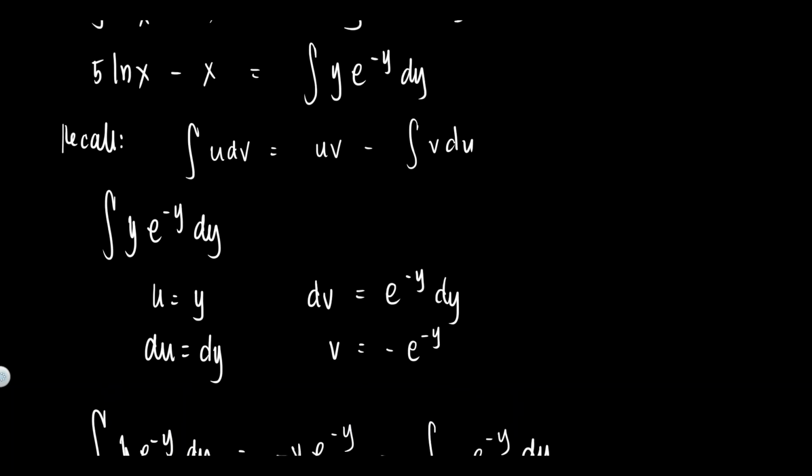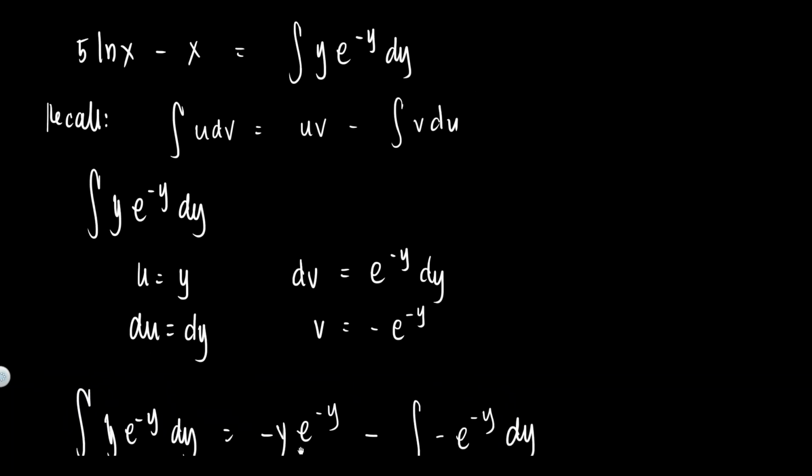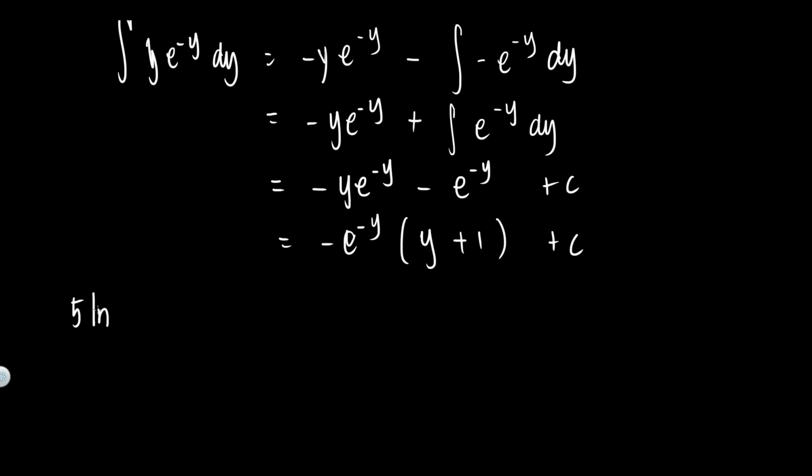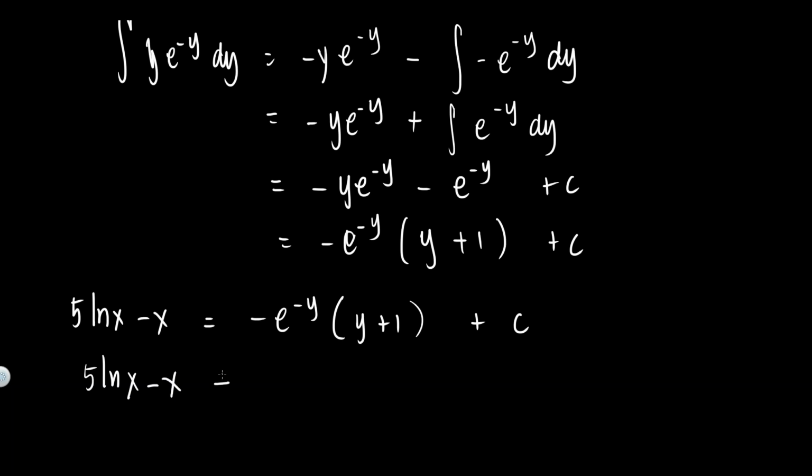So, ano na? So, ituloy natin siya dito. So, 5 ln x minus x equals, ito na, no? So, minus e raised to minus y times (y plus 1). Okay. Plus c. Yes. Okay. So, try na ilipat na lang natin ito sa kabila. So, 5 ln x minus x, plus, transpose, no? Sa kabilang side. So, plus e raised to minus y times quantity (y plus 1) equals c. So, this is the final answer.